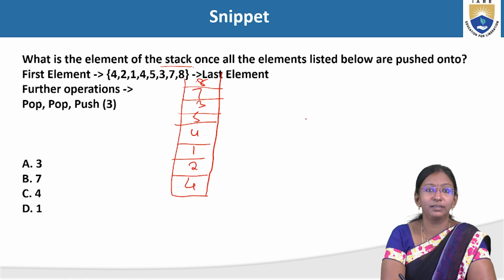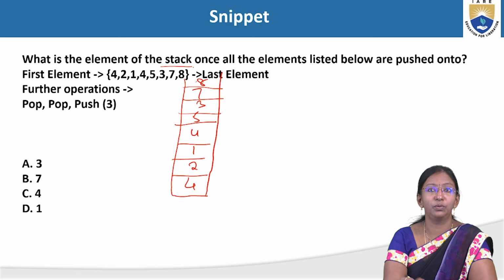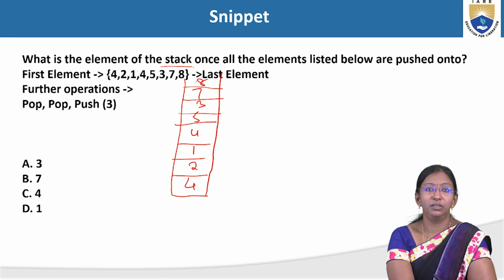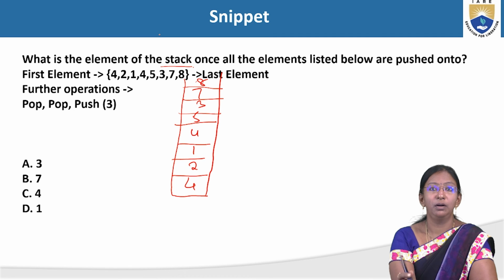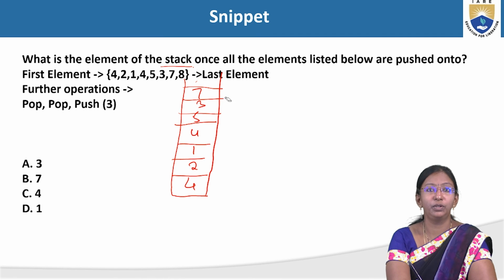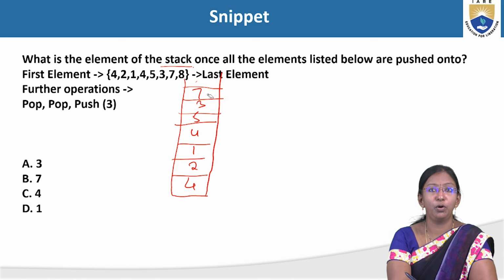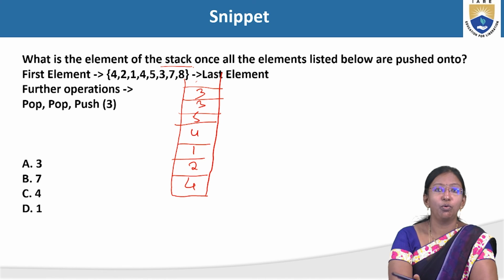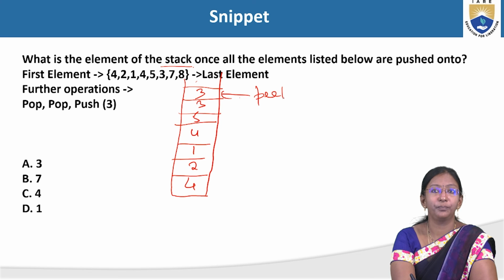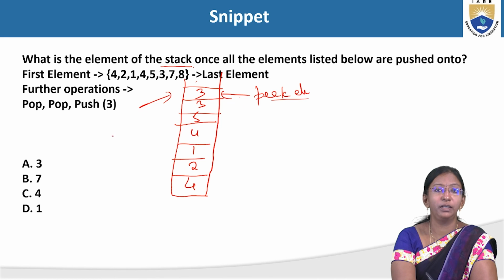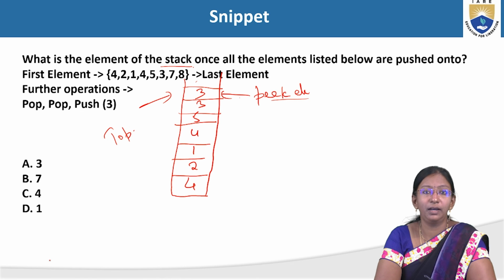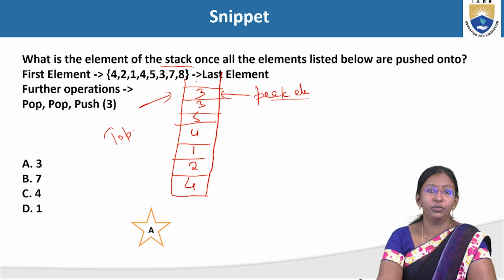Have a look. This is how your stack is. They have pushed first 4, then 2, then 1, and so on. Now they are performing these operations. First, pop. Pop means remove the element which is on the top. Remove the 8. The second operation is also pop, so remove 7. Then they have pushed 3, another 3. So what is the top element of this stack? In a stack, we can always access the peek element, that is the element pointed to by the variable top. So the element is 3.